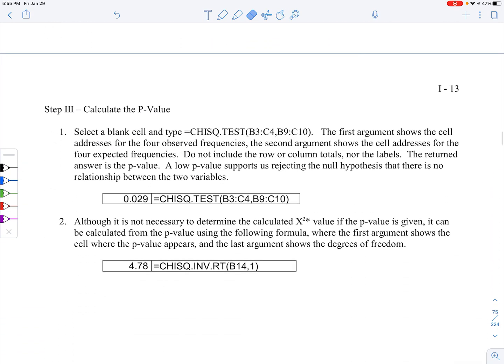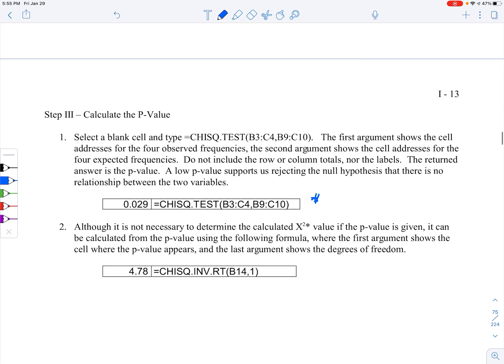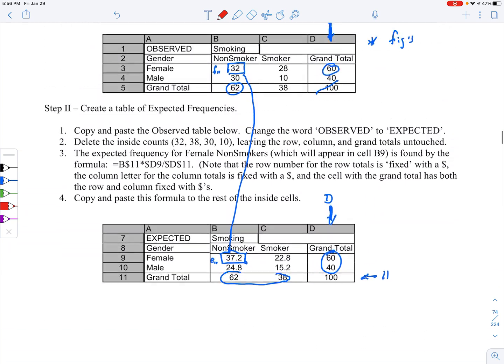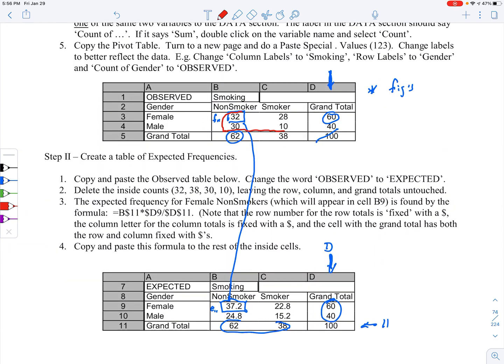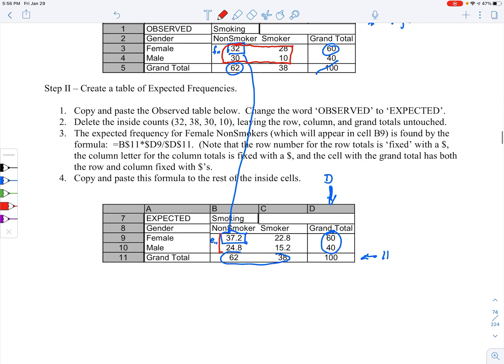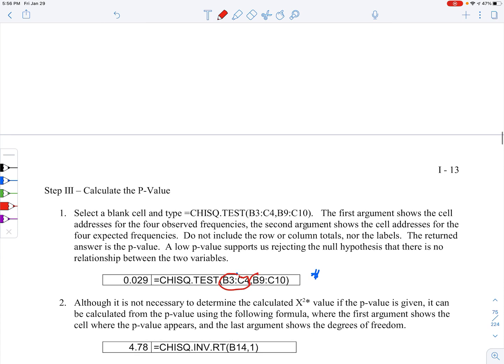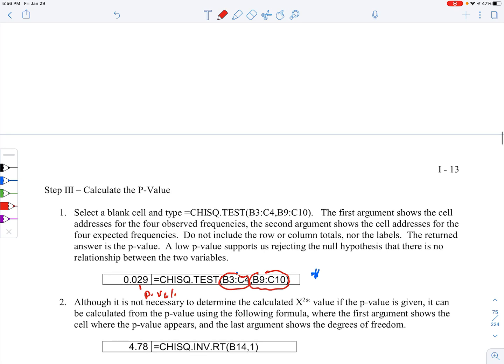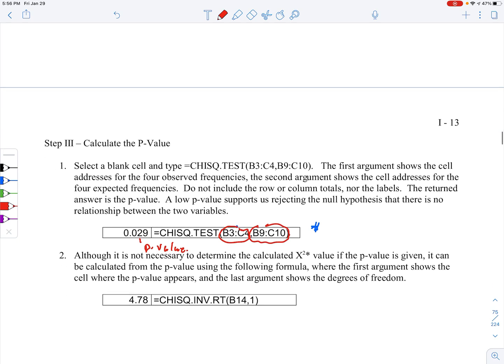And then you use a really simple formula that looks like this. It's called the chi-square test function, and it's just CHISQ.TEST. B3 to C4 are the actual Fij's without the row and column totals. The second argument is the corresponding Eij's, right there. So those are the two arguments you have here. The answer it gives you is a p-value. It's that easy. You compare it to alpha, and if the p-value is less than alpha, you reject H0. Okay?